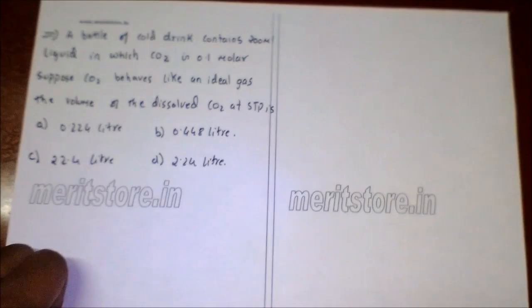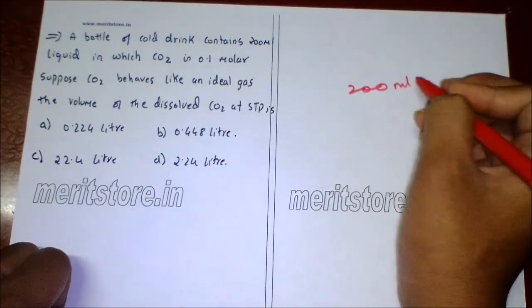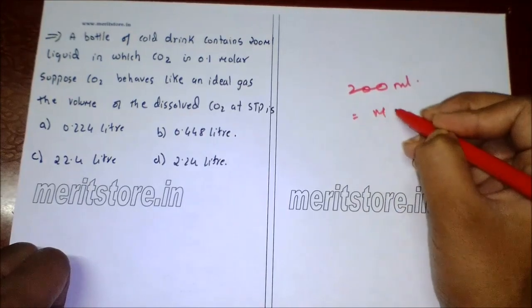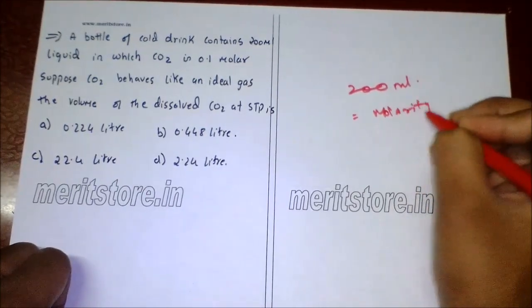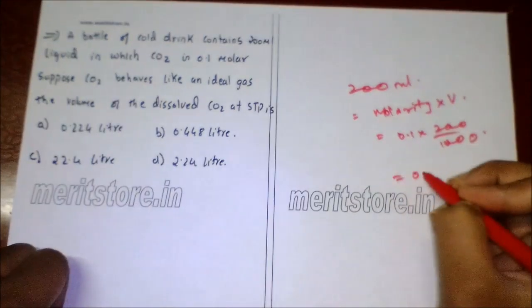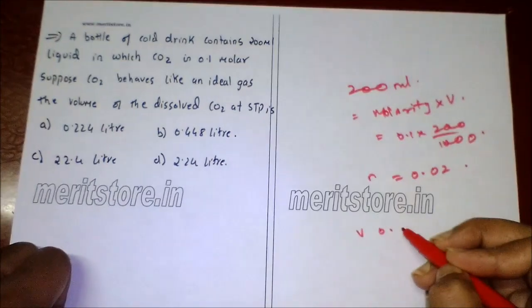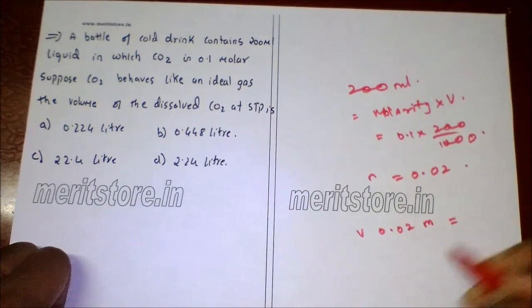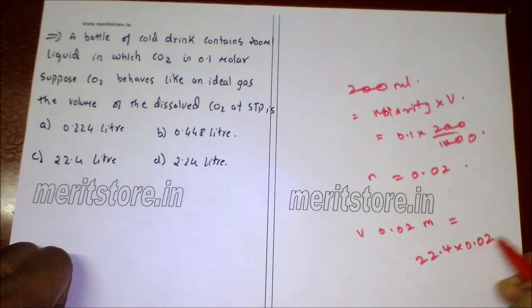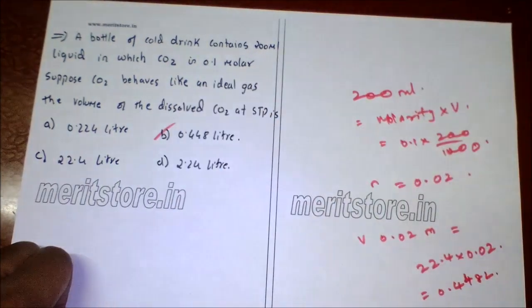A bottle of cold drink contains 200 ml liquid in which carbon dioxide is 0.1 molar. Suppose carbon dioxide behaves like an ideal gas, the volume of dissolved carbon dioxide at STP is? So the number of moles of carbon dioxide present in 200 ml solution is equal to molarity into volume in liters. So molarity is 0.1 into 200 upon 1000, converting into liters, which is 0.02 the number of moles. So the volume of 0.02 moles of carbon dioxide comes out to be 22.4 into 0.02, which is 0.448 liters. So option B is the correct answer.